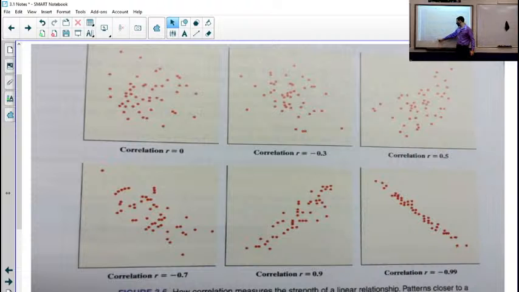Here's -0.7. Now we can start to see the pattern and maybe start to be able to show where the line of best fit is going to be. Here's 0.9, even stronger. Here's -0.99. Now you'd be very hard pressed to miss the line of best fit. So as I get closer to positive and negative 1, the association becomes stronger and stronger. Again, R is not something that you will have to calculate. It is something that will be told to you and that you might have to interpret.